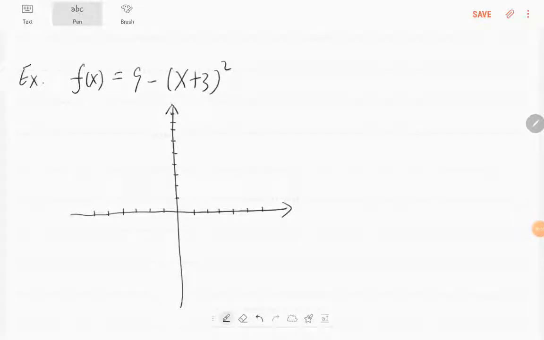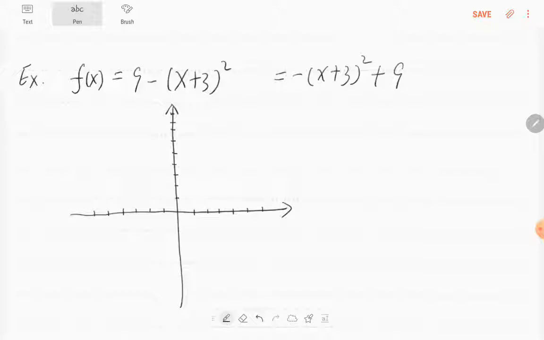Now in this example, I want to sketch the parabola for a given quadratic function using the vertex and the x-intercepts and y-intercepts. Okay, so this is the first example, f of x equals 9 minus (x plus 3) squared. If we'd like to write the vertex form, we always put the complete square in the first term. So this is negative (x plus 3) squared plus 9, right?